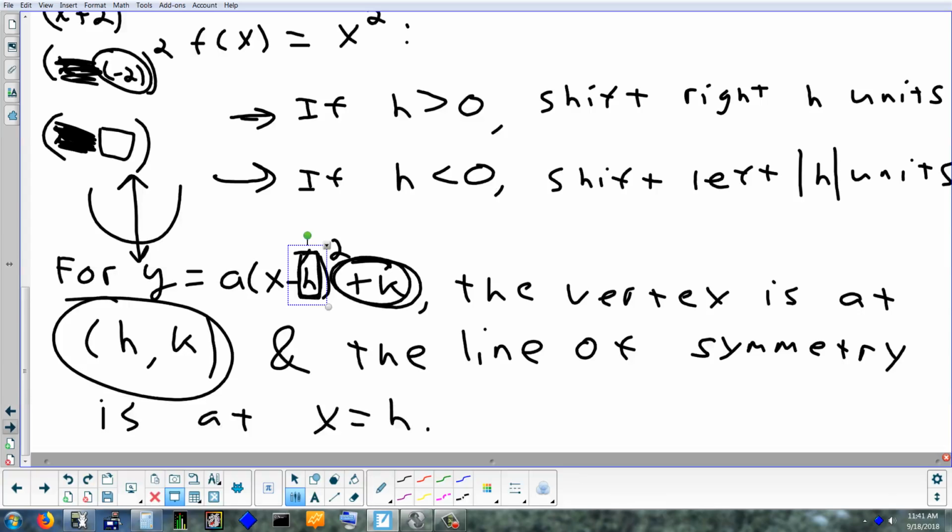So the line of symmetry, after you've shifted it, is x equals, because it's vertical. And then how much did you shift left or right? So x equals h. If all you do is shift up or down in a problem, you haven't changed the line of symmetry at all. Think about it like this. You shift it up, same line of symmetry.